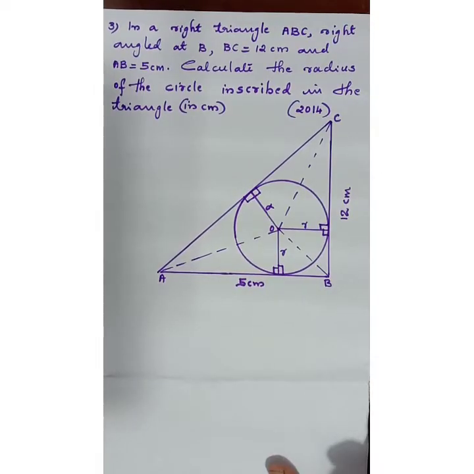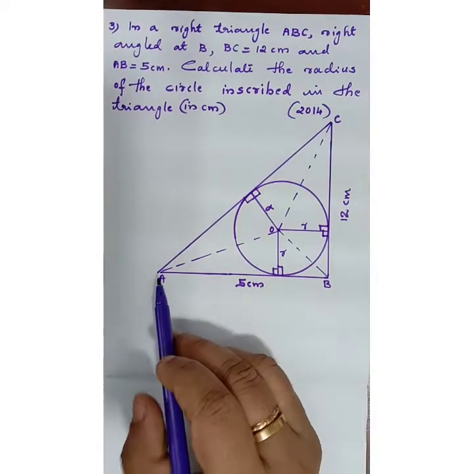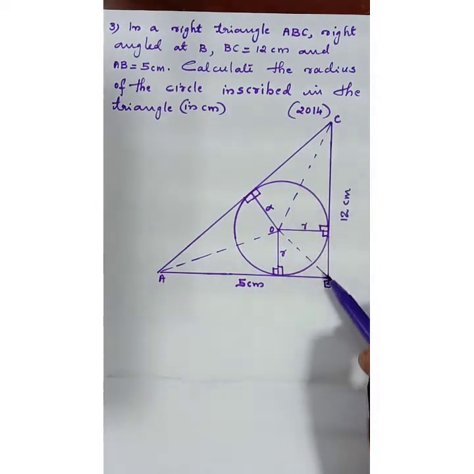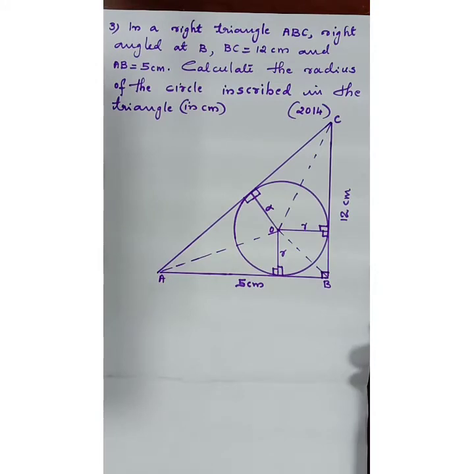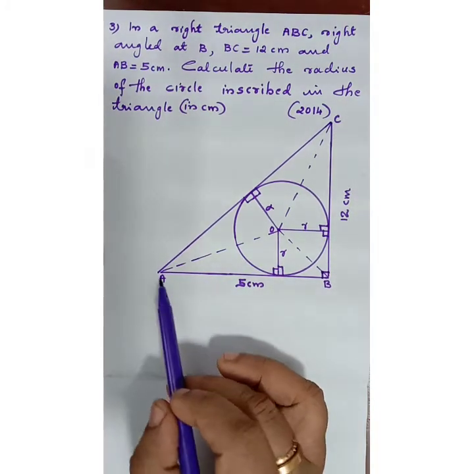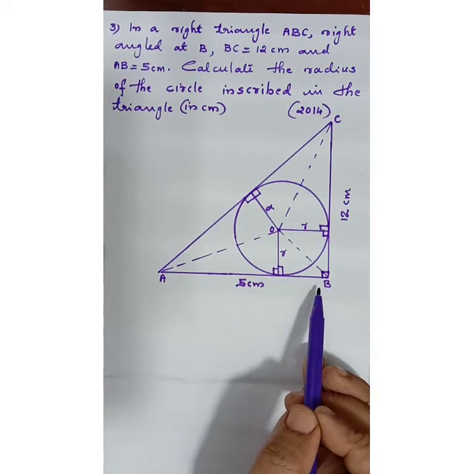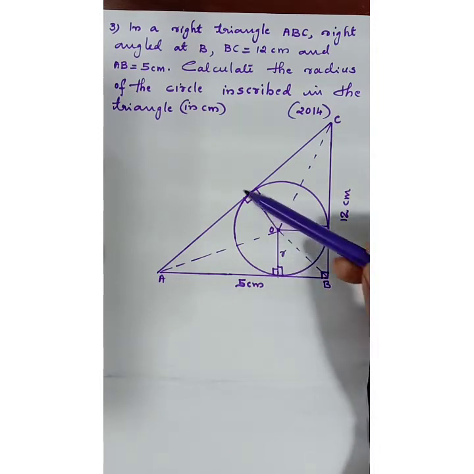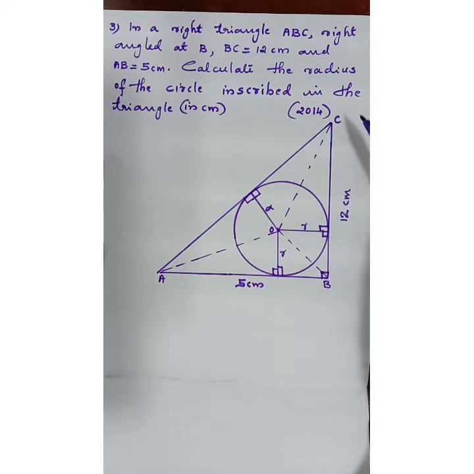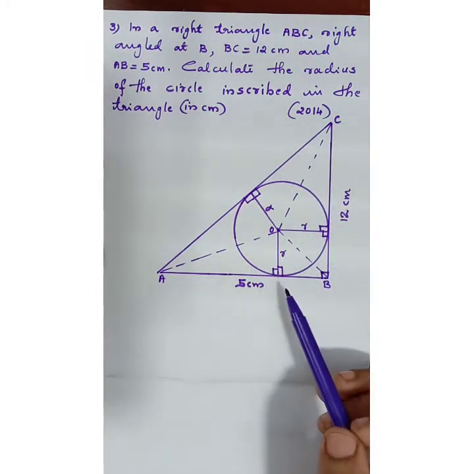Question number 3. In a right triangle ABC, right angled at B, BC equal to 12 centimeter, AB equal to 5 centimeter. Calculate the radius of the circle. From O to any point of the circle is the radius. Here I have marked the 3 radii. This is what we have to find out.